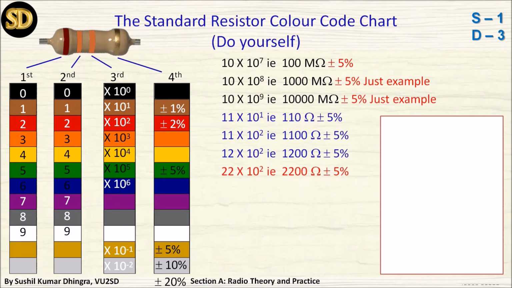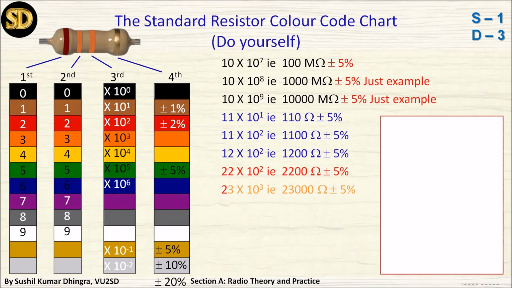Next, now two colors have been changed to orange, the second and third ring. Got the answer? Good. The answer is 23 into 10 raised to the power 3, 23,000 ohm or 23 kilo ohm.